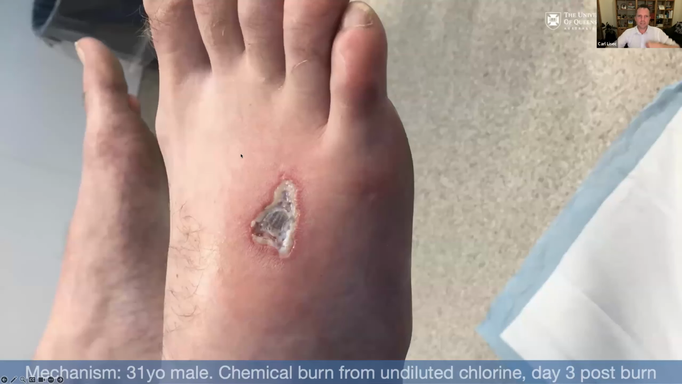All right, so this is the next one. 31-year-old male, chemical burn from undiluted chlorine. So day 3 post-burn. So poll question number 2.